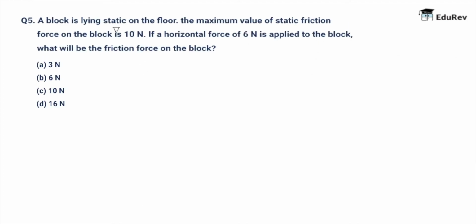So the last question of the day says, a block is lying static on the floor. The maximum value of static friction force on the block is 10 Newton. If a horizontal force of 6 Newton is applied to the block, what will be the frictional force on the block? Now, the maximum static frictional force is what? 10 Newtons. Okay.